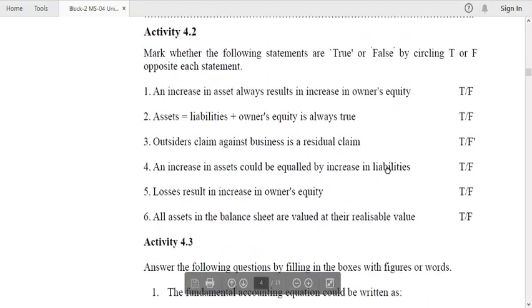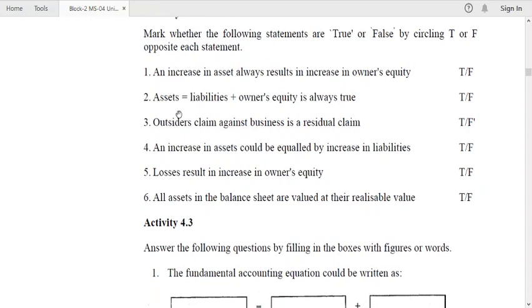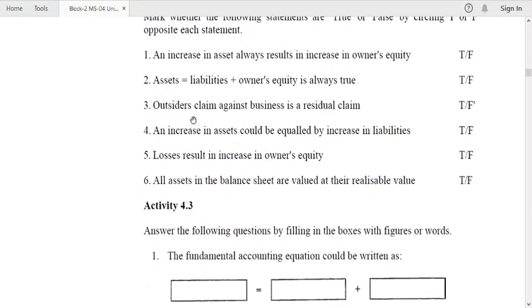True or false questions. An increase in asset always results in increase in owner's equity. Not necessarily. An increase in asset can also lead to increase in liability. Assets equal to liability, so the statement is false. Assets equal to liabilities plus owner's equity is always true. Yes, this is correct. Outsider's claim against business is called a residual claim. No, owner's claim is the residual claim. Outsider's claim is the first priority.